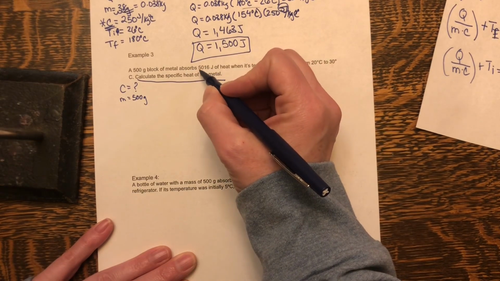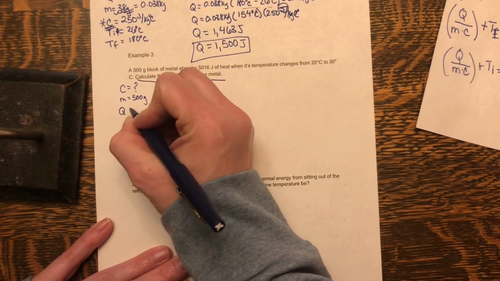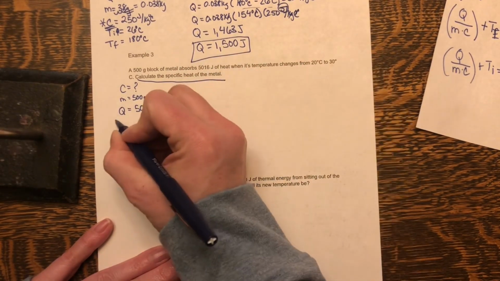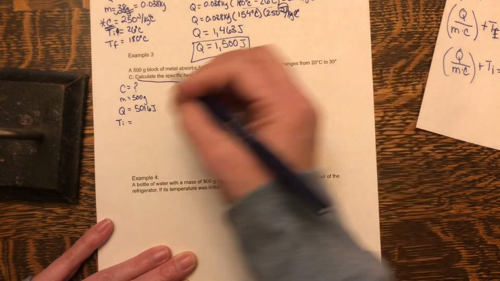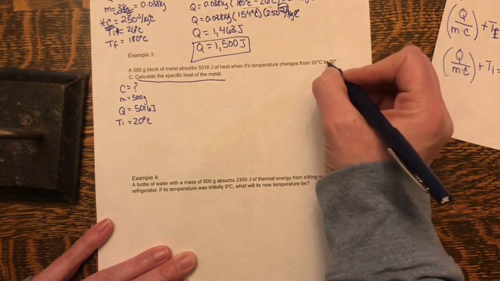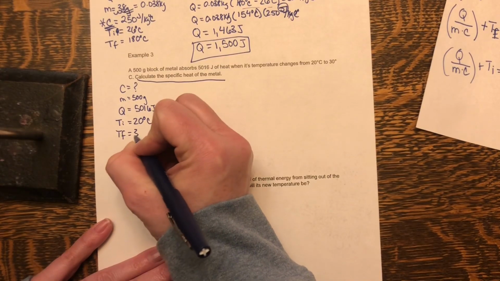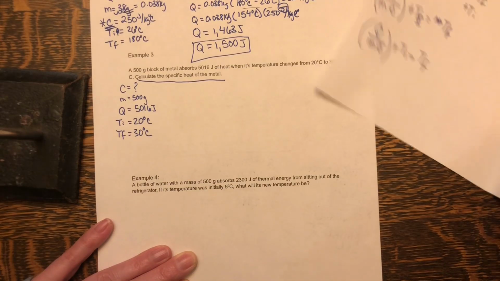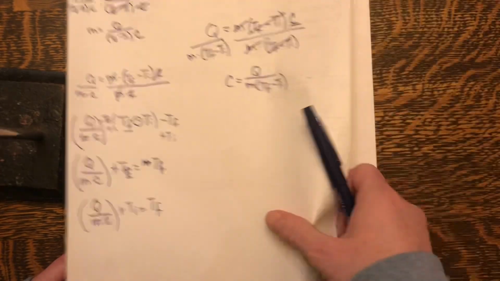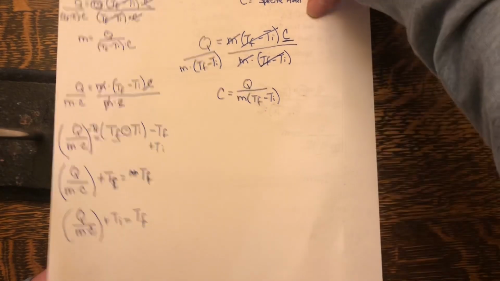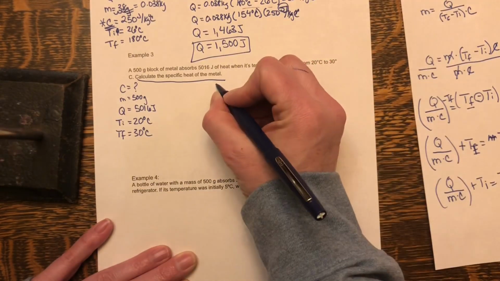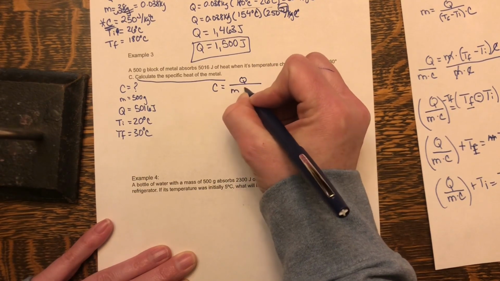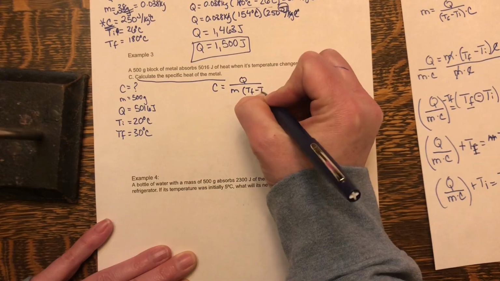Our thermal energy is 5,016 joules. And our temperature initial is 20 degrees Celsius, and our temperature final is 30 degrees Celsius. Okay, so this is where we're going to have to use one of those other formulas, right? We need to have C all by itself. So that would be this formula right here. So we're going to write that formula down. Our specific heat equals our thermal energy divided by our mass times our temperature final minus our temperature initial.